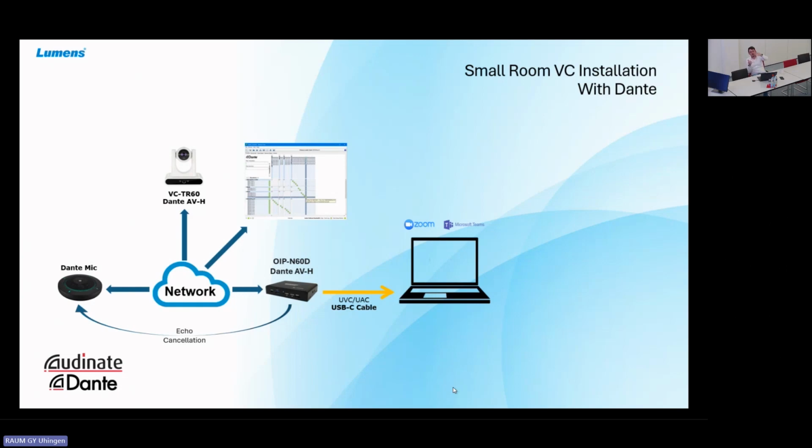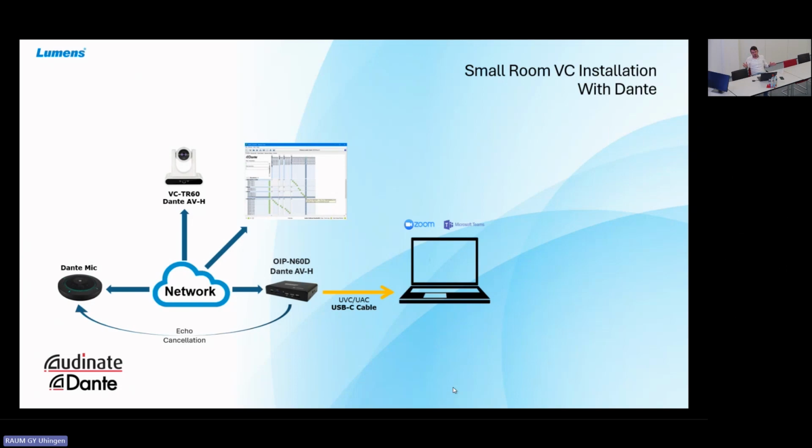What does that mean? We can take in signals from a Dante AV-H video source, like a TR60 Dante. That's nice. But what we can also do is, we can take the audio from any Dante-enabled source. Is it a microphone? Any Dante microphone with echo cancellation we will take in. Or is it from a Dante DSP? We will take in the Dante source, convert it to USB and offer it to your PC, and then take a Dante AV-H source and hand it out to the PC.